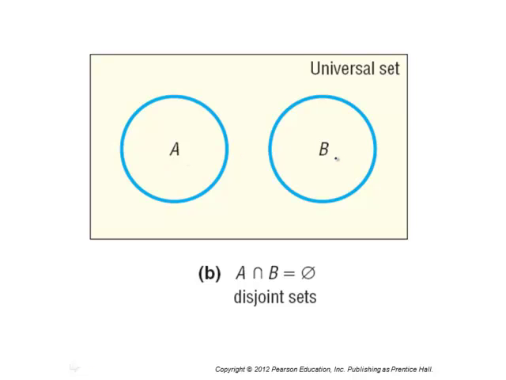Now, it could be that we have two sets that do not intersect. They have nothing in common. Another way of saying it is that their intersection is empty. What they have in common is nothing. When you see this symbol right here, this big fat O with a slash through it, we call that the null set, or otherwise known as the empty set.